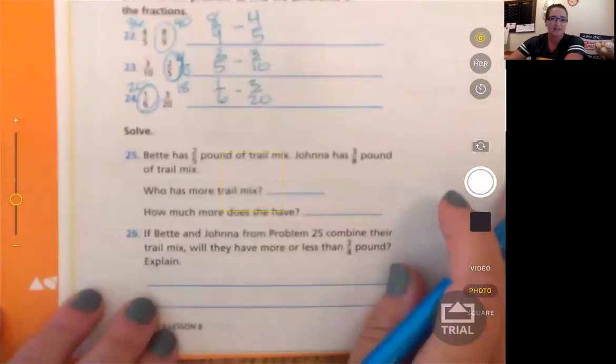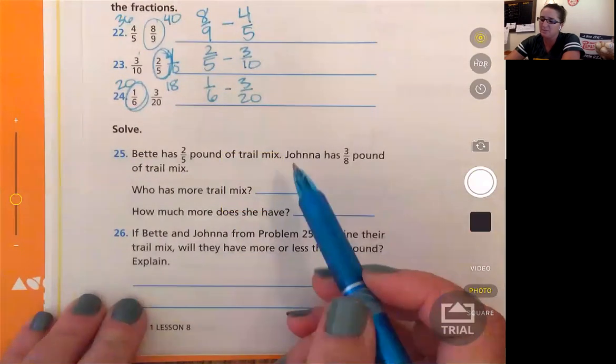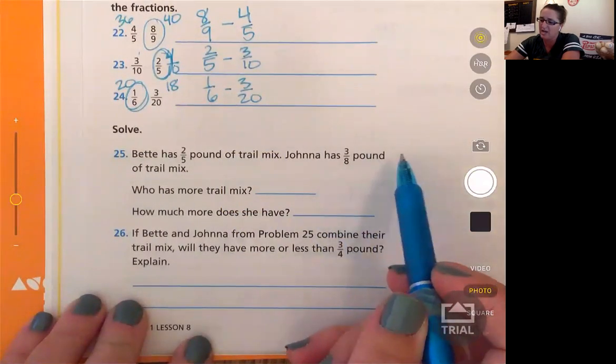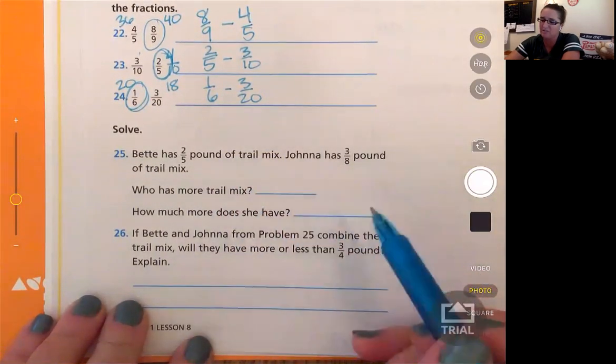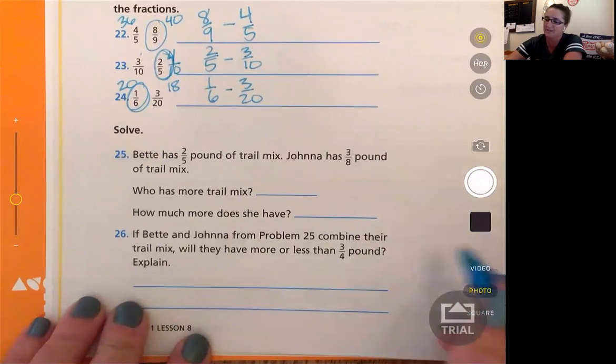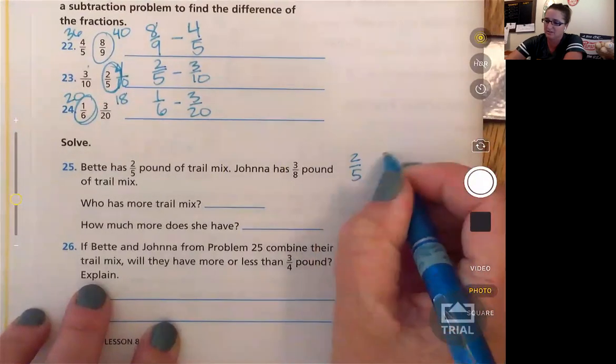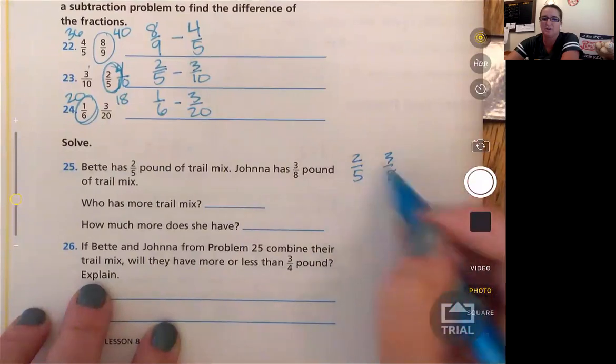All right. Let's look at number 25. Betty has 2/5 pound of trail mix. Johanna has 3/8 pound of trail mix. Who has more? 2/5 and 3/8. Which one's bigger? 2/5, 3/8. Let's do our butterfly.